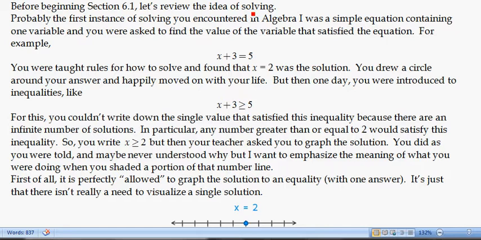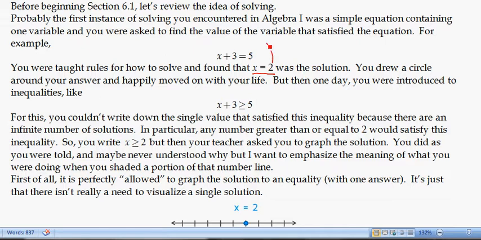So probably the first time you were solving an equation was in Algebra 1. You solved simple equations with one variable. And so you learned how to solve equations. You did things like, whatever you do to one side, you do to the other. So you learned all these rules and you were able to solve equations like this. So you would have been able to find that x equals 2 is the solution.